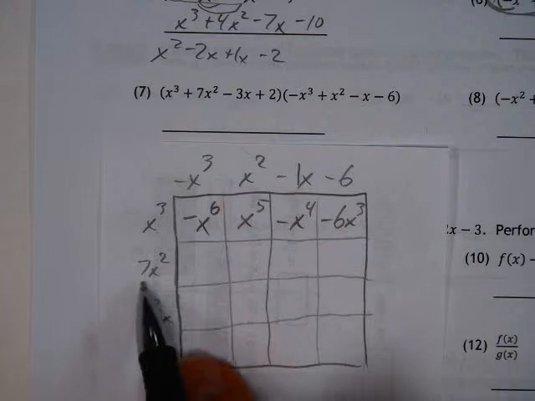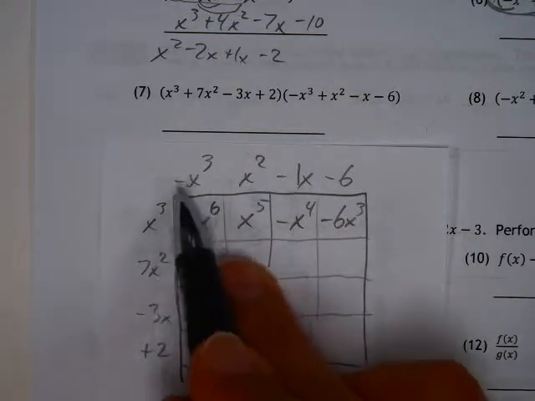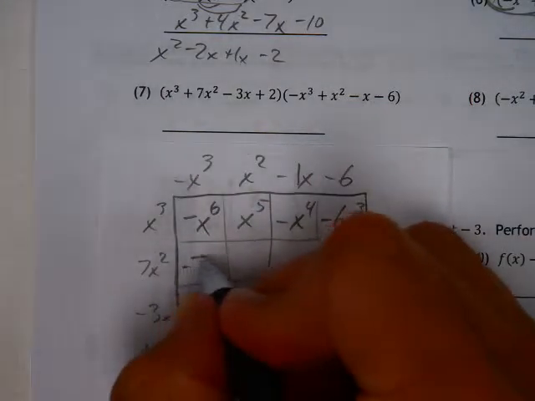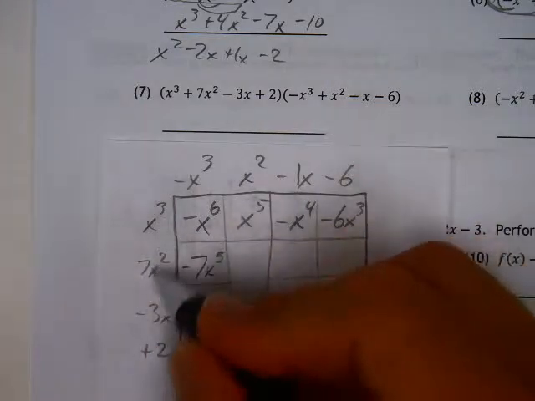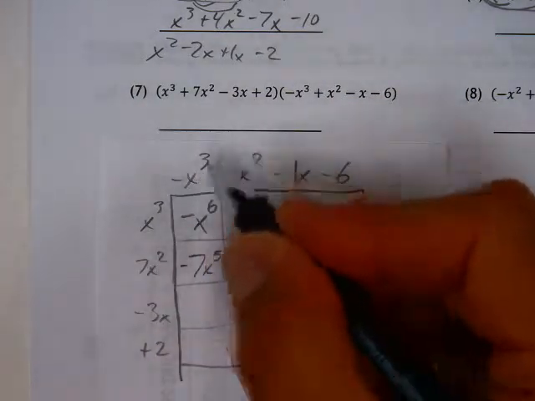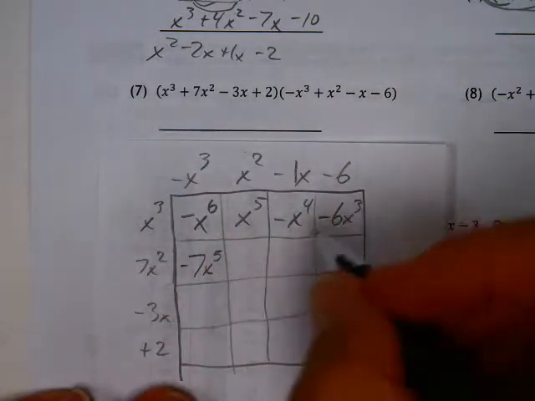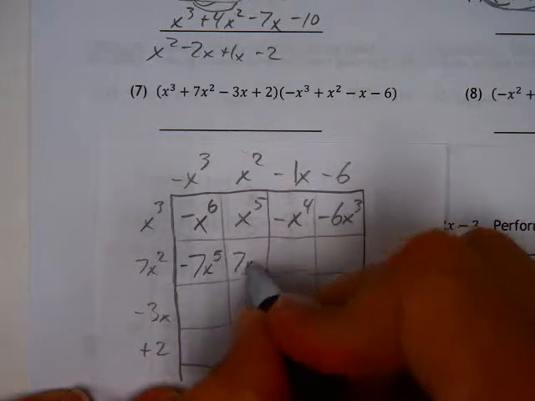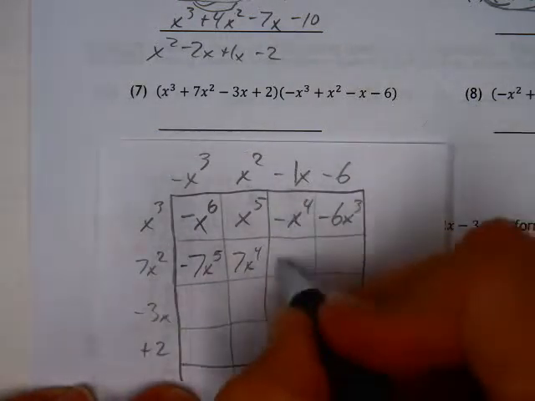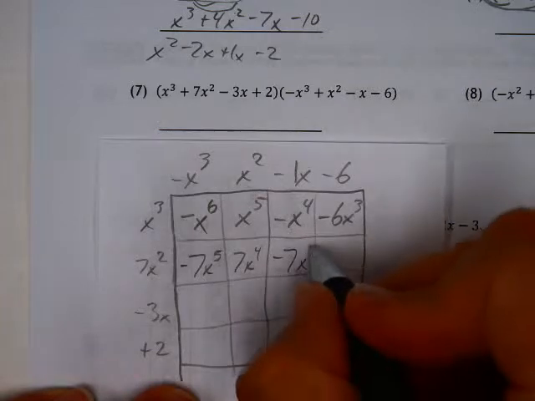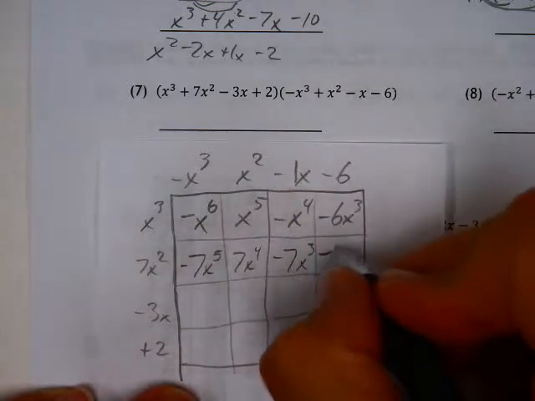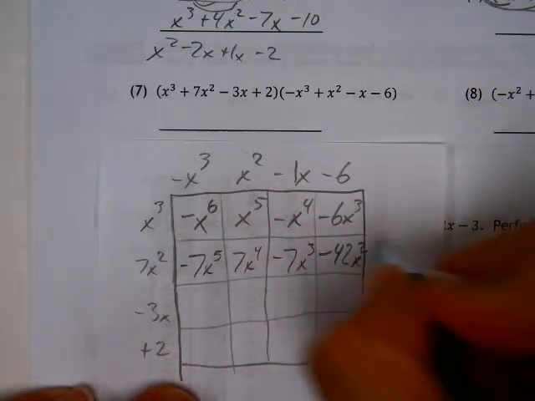Now we're just doing this next row here, 7x squared times each of these. This is a negative 7x to the 5th power. When you multiply the variables, you add the powers together. So this is a positive 7x to the 4th. This is a negative 7x to the 3rd. And lastly, it's a negative 42x squared.